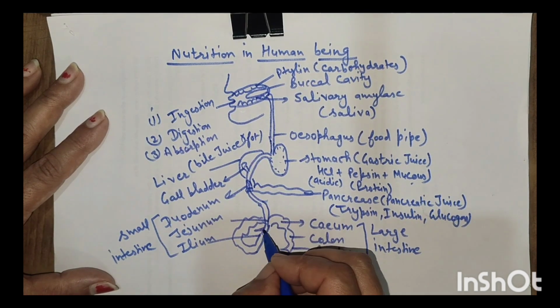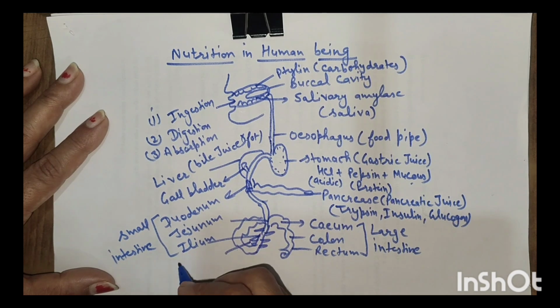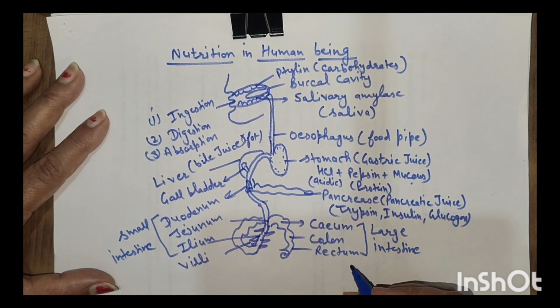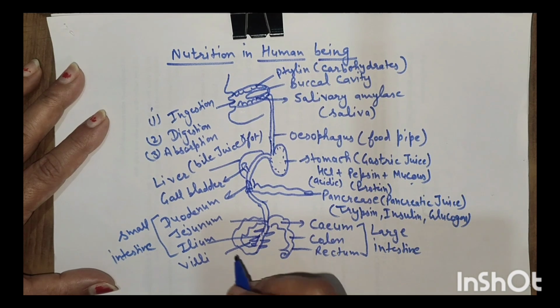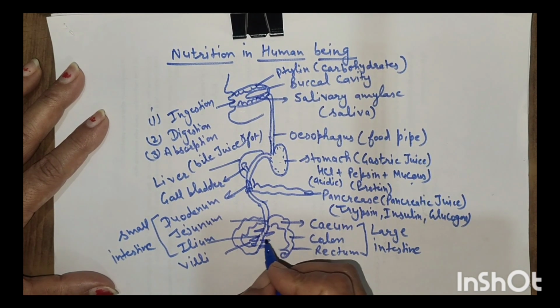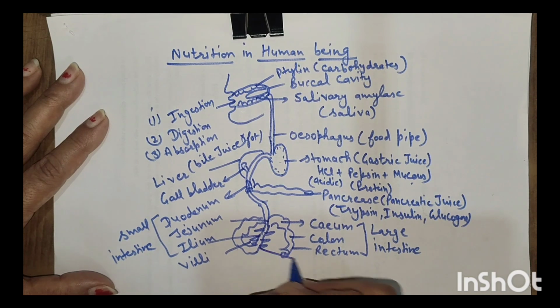Now here are some finger-like projections. These are called villi. These villi increase the surface area for the absorption of the food. So maximum food should be absorbed in the body by the different organs. This is absorption. Now next step, fourth step is assimilation.